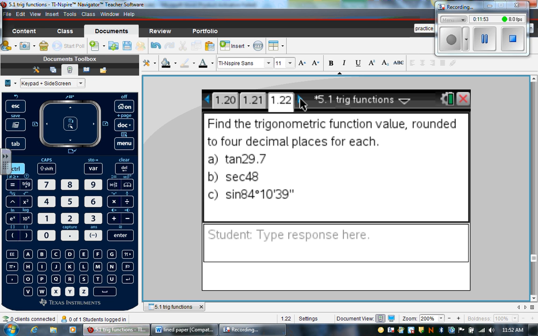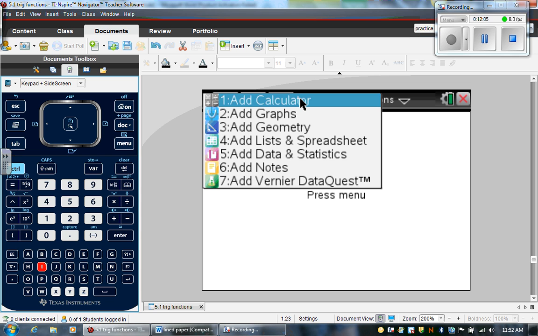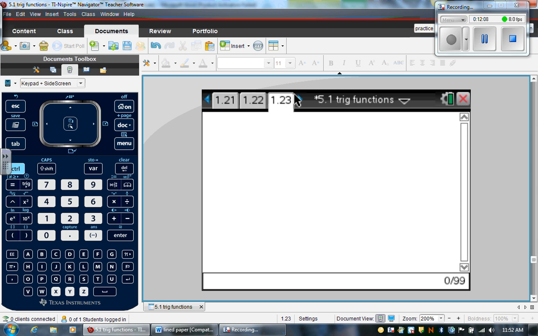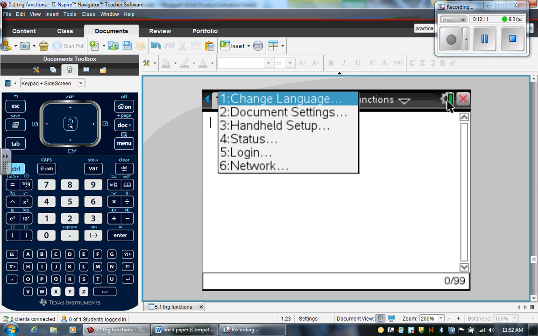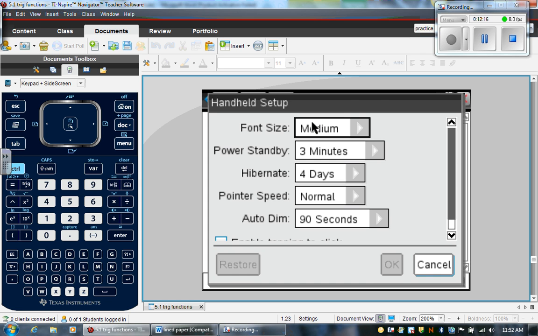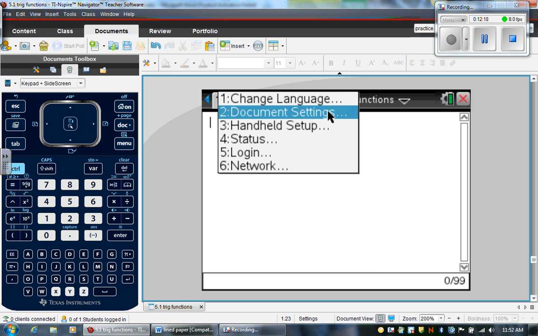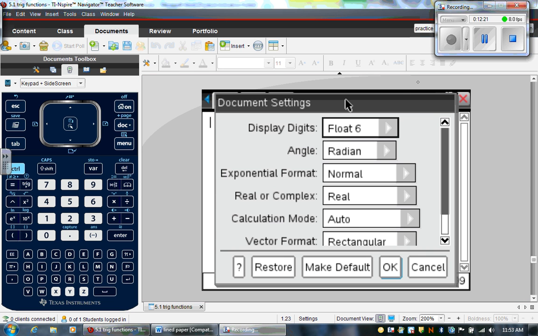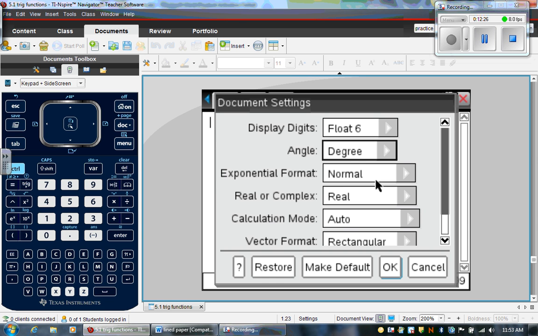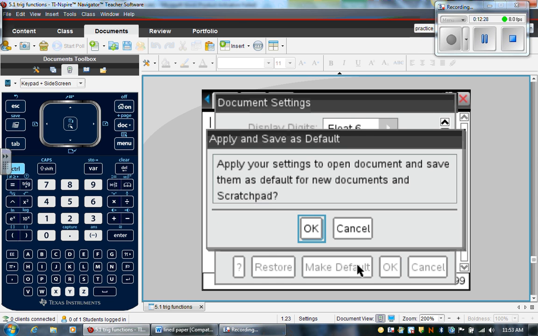Okay, so we're going to find each trig function value rounded to 4 decimal places each, and we're going to use our calculator to find these values. So the first one we're going to deal with is tangent of 29.7. I'm going to go ahead and add a calculator page. And I want to make sure that I am in degrees, which I'm not. So what I'm going to do is come right up here, and I'm going to go to my handheld setup. Oops, I'm sorry. To my document settings. Okay, so you want to make sure that in your document settings, your angle is in degrees. Okay. We're going to make that default.